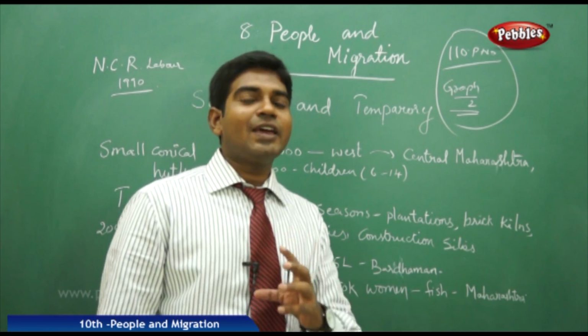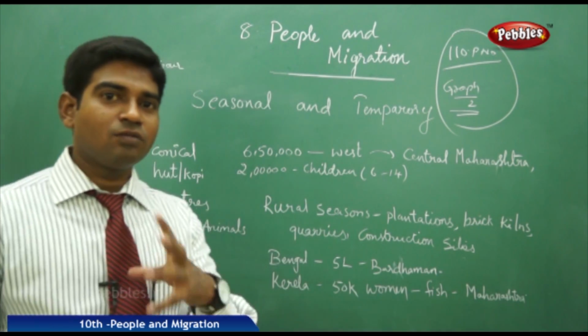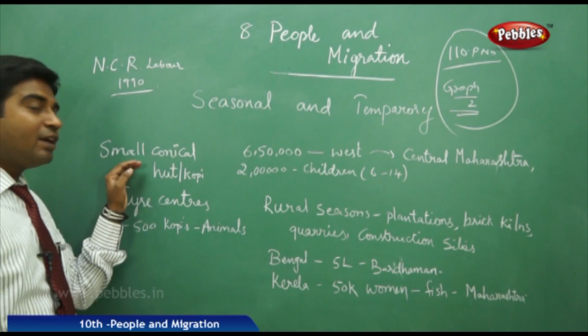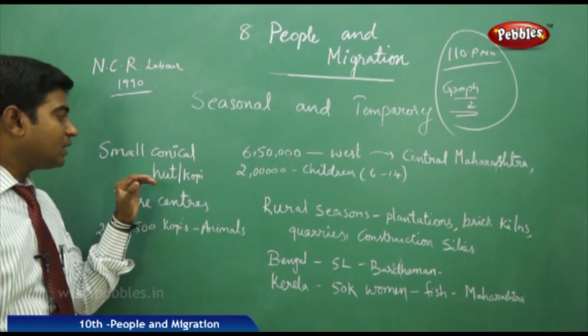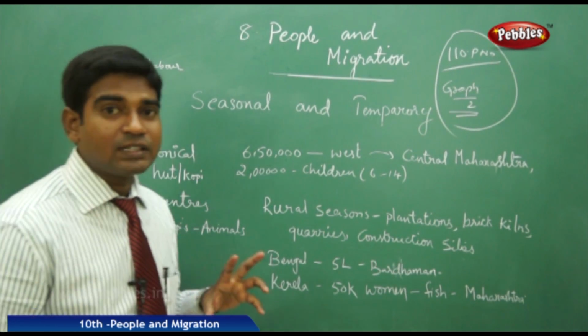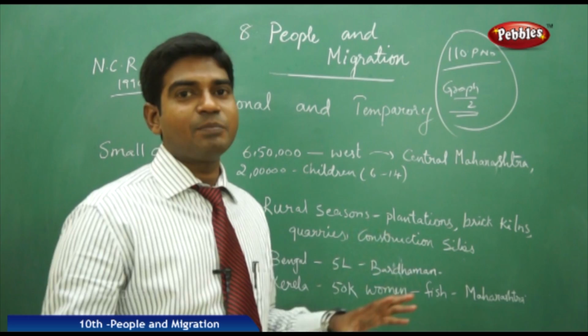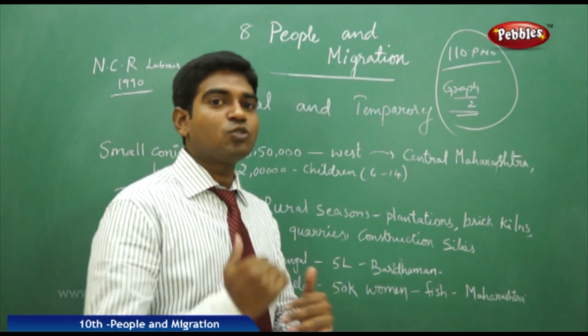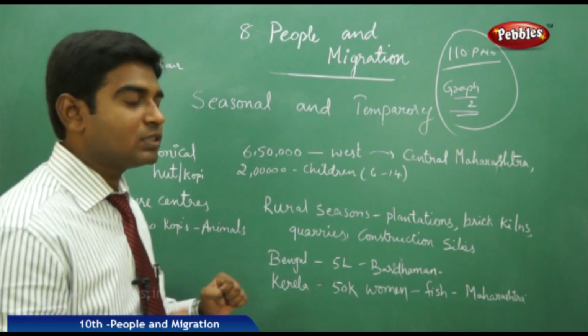When the 6.5 lakh people are migrating, where do they stay? Where do they have the accommodation there? They have to stay in small conical huts or kopis. These huts are not well organized. They are kept in an empty piece of land where these people have to go and put up their huts with bamboo sticks and all these things.